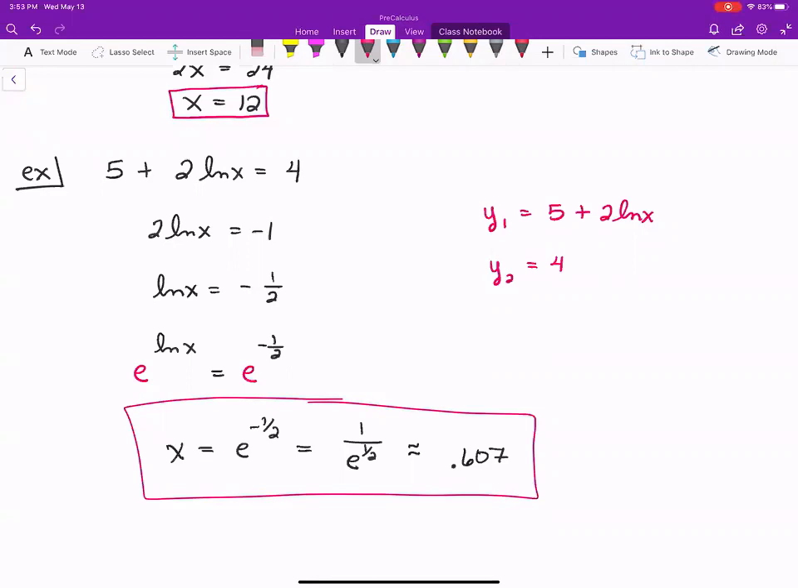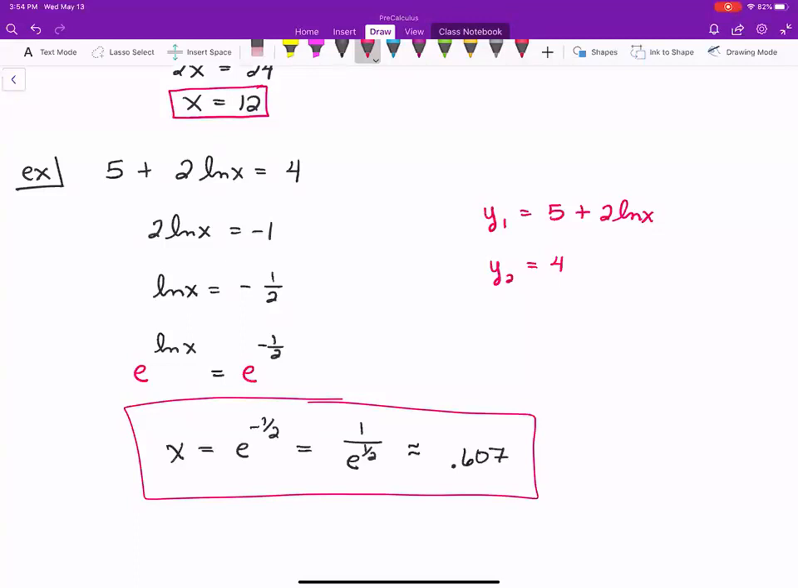I did the rule where if the base of the natural log is e, I made them both into exponents. So e raised to the natural log of x, and then e raised to the -1/2. And then anytime it's e raised to a log that has the same base, that'll just be an x. E to the -1/2 is not negative. It's really 1 over e to the 1/2. We get about 0.607. So that's how I solved this equation.